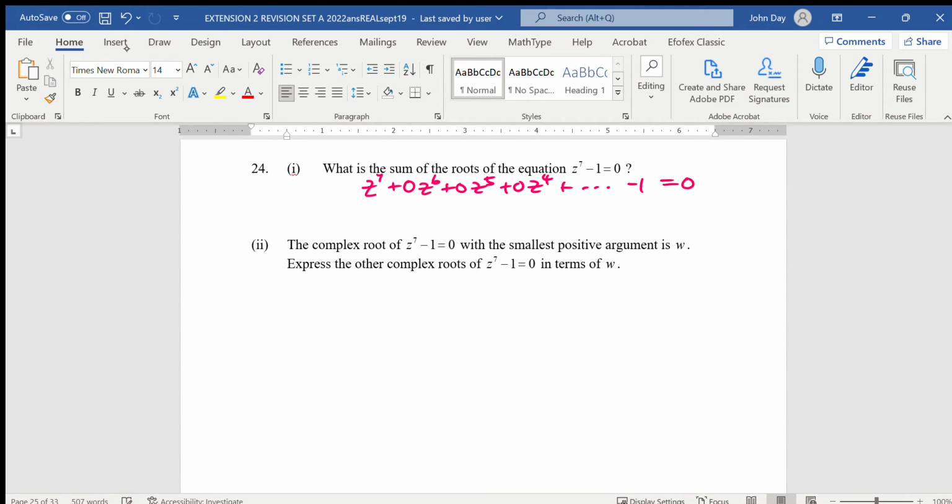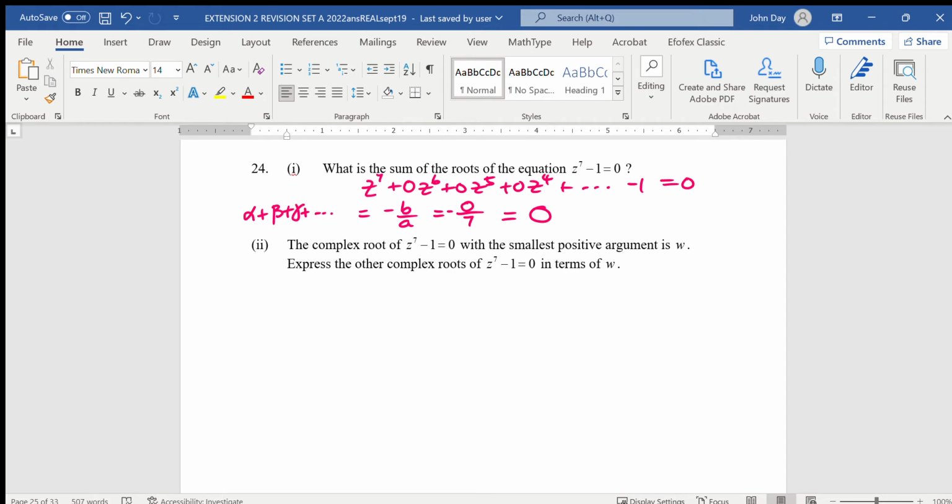And we know that the sum of the roots, alpha plus beta plus gamma, all the way up to the 7 roots, is equal to minus b on a for a polynomial. So it's equal to minus 0 on 7, which is just 0. Okay. Sum of the roots is 0.